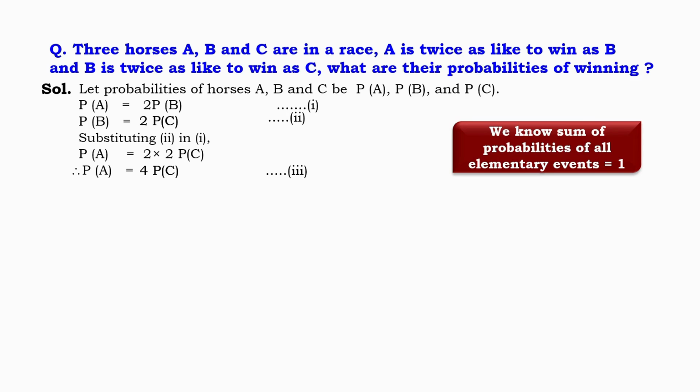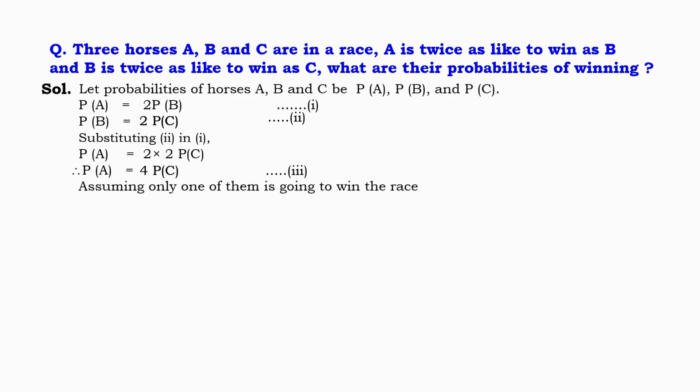We already learned that the sum of probabilities of elementary events is equal to 1. So if we add up all the elementary events, the total is 1. Either A can win, or B can win, or C can win, with equal chances. Now assuming only one of them is going to win the race, PA plus PB plus PC will be equal to 1.